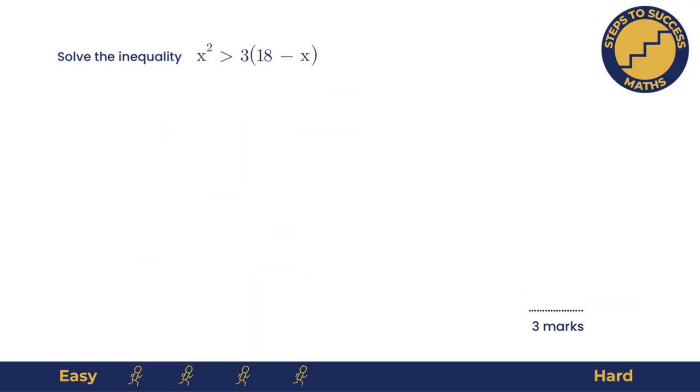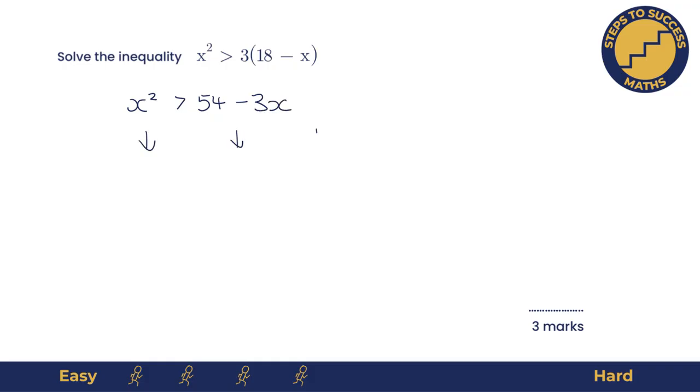Solve the inequality. x squared is greater than 3 bracket 18 minus x close bracket. Okay, so first of all, we're going to rearrange this so we've got all the terms on one side and a 0 on the other. So we could start by multiplying out the bracket. x squared is greater than 3 times 18 is 54, and 3 times negative x is negative 3x.